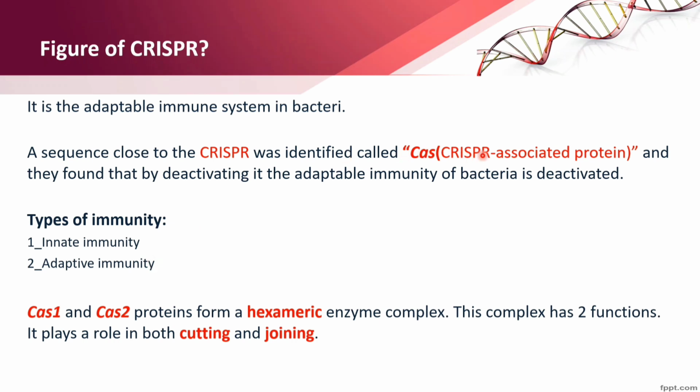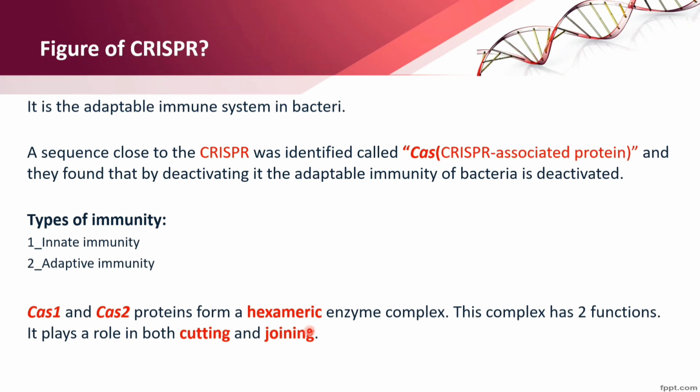Cas stands for CRISPR-associated protein. The Cas protein is actually an enzyme. For example, Cas1 and Cas2 together form a hexameric enzyme complex. This enzyme complex has two main functions. 1. Cutting a specific part of the invading DNA that enters the bacterium for the first time. 2. Transferring the cut DNA to the CRISPR sequence.